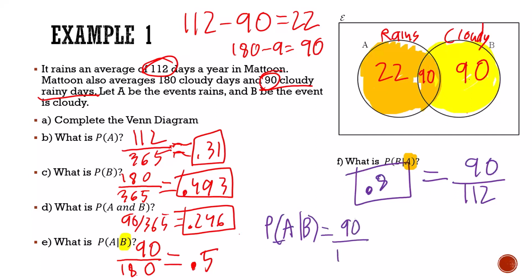Notice, the probability of A given B was, look at all the days in the universe of B, right? And then divide that by the number of days that are in both B and A. A and B divided by the number of days in B, correct?